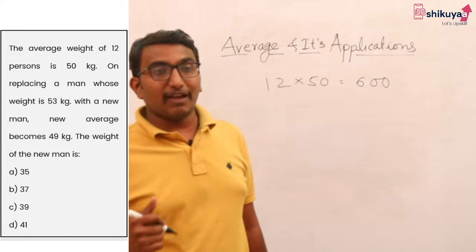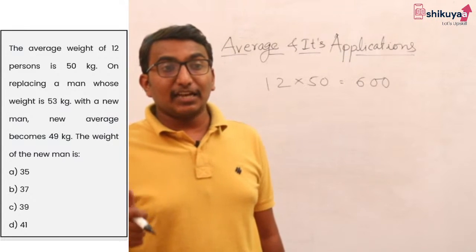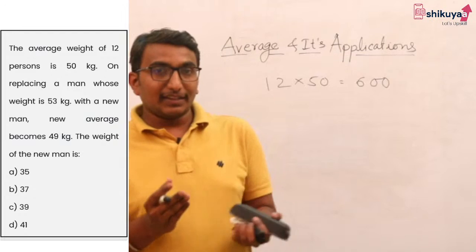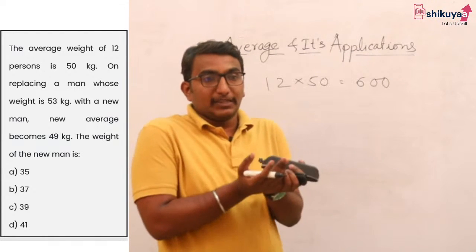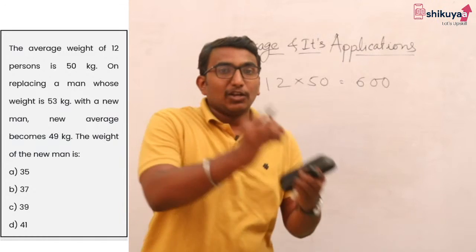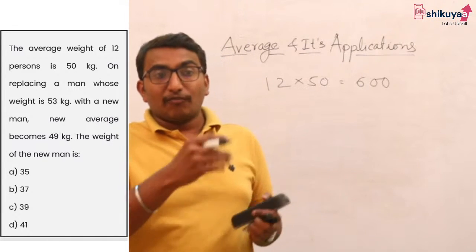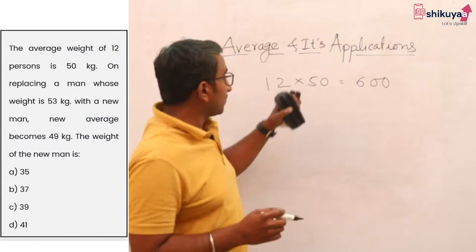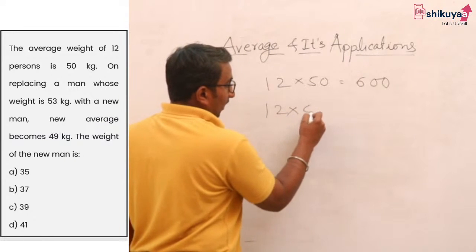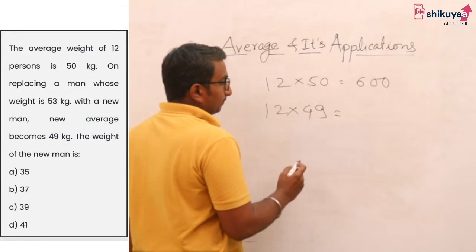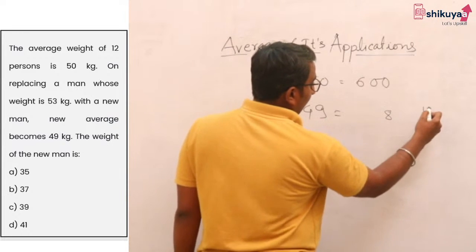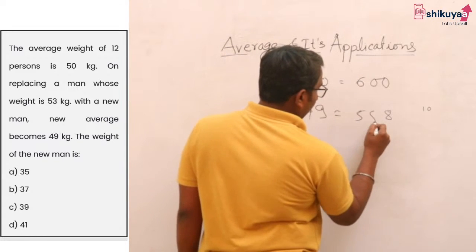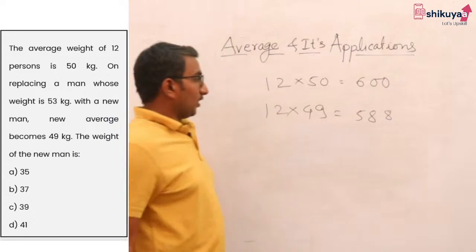You have to just change the value of average, because what they have said is, on replacing a man whose weight is 53 kg with a new man. So earlier there was one man whose weight was 53. He has been replaced by a man whose weight we don't know, but after that activity the average becomes 49 kg. Earlier it was 50. So now 12 people, and the average is 49. So what is the summation? 12 times 49, so 588 is the summation of these 12 people.